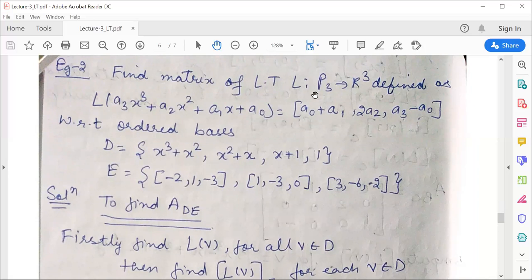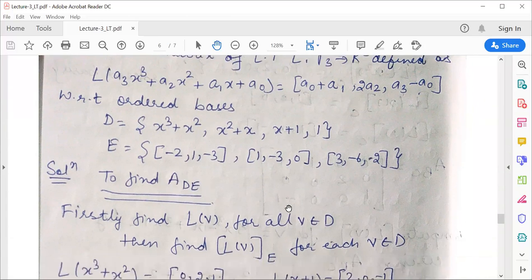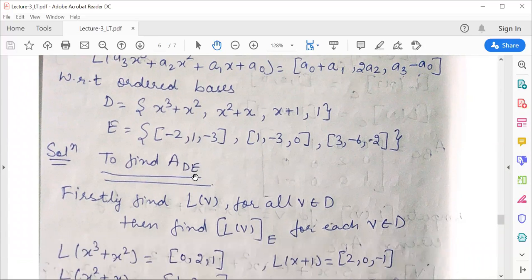Means if D is the basis of P3, E is the basis of R cube, then the matrix of this particular linear transformation will be A_DE. Means the first part of this suffix DE will be the basis of this vector space V, which is the domain of your linear transformation. Okay. So here we need to calculate A_DE.